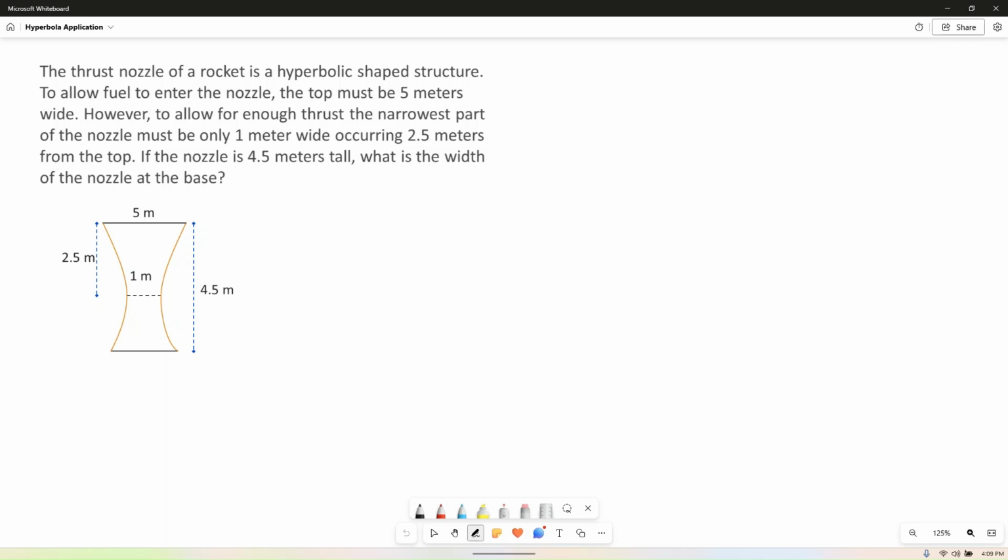Let's look at an application involving a hyperbola. In this example, we're looking at the thrust nozzle of a rocket. That's where the fuel comes out at the bottom of the rocket. For this example, we want this thrust nozzle to have a hyperbolic shape, especially if you think about rotating it around. So the cross section would be a hyperbola.